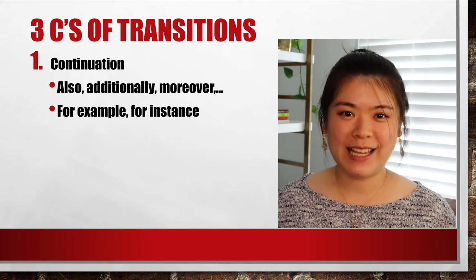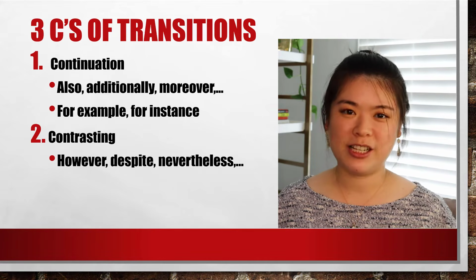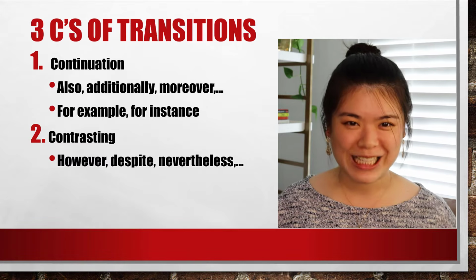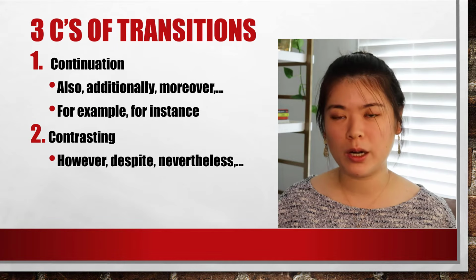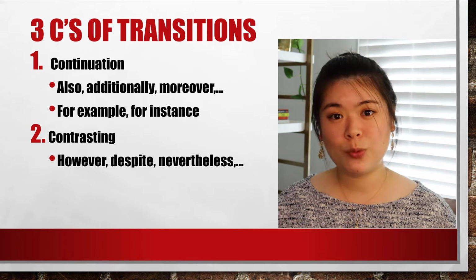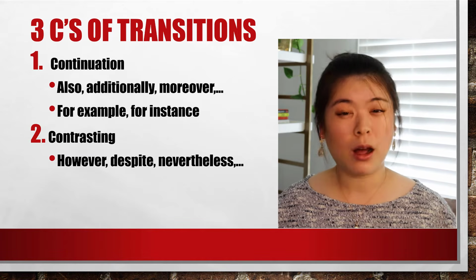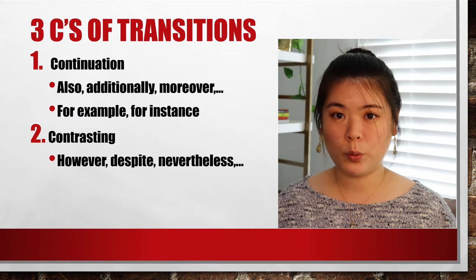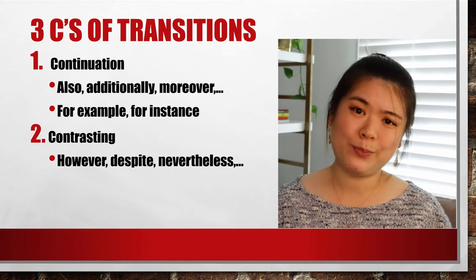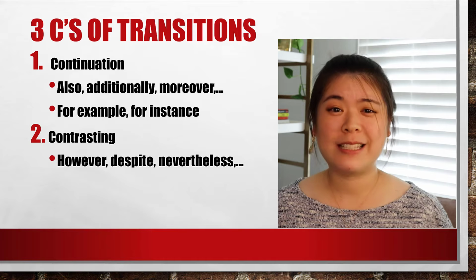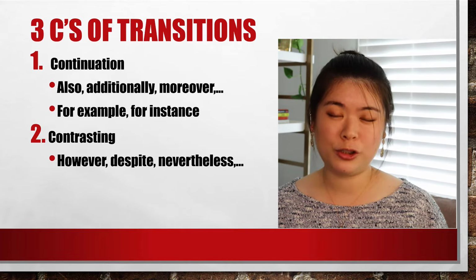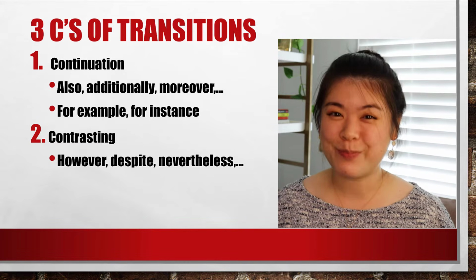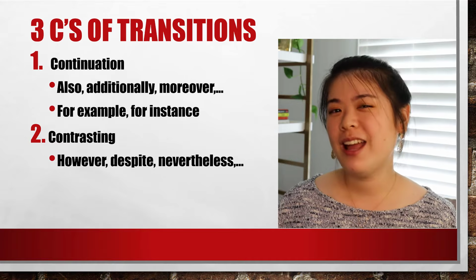The next C is called contrasting transitions, and this is going to be the most recognizable ones. These are going to be the most straightforward. Contrasting transitions take 2 ideas that are in some ways opposite and bring them together. So this type of transition includes words like however, despite, and a really big one here is nevertheless. This one tends to trip students up. It means in spite of. Okay, we got one more.